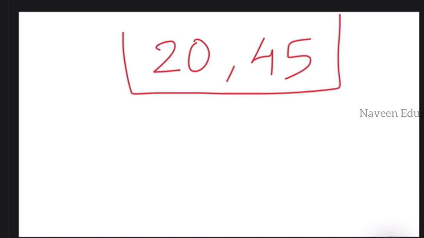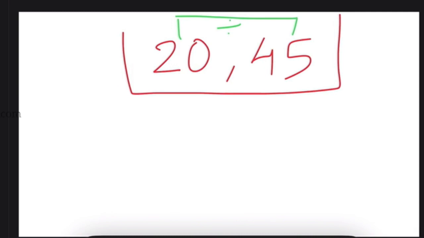Coming to the next question, this is the last question of the type. 20 and 45. As I have told you, you can clearly understand that these are not divisible by each other, not factors, not multiples. So what's the step here? Select the smallest number among them.